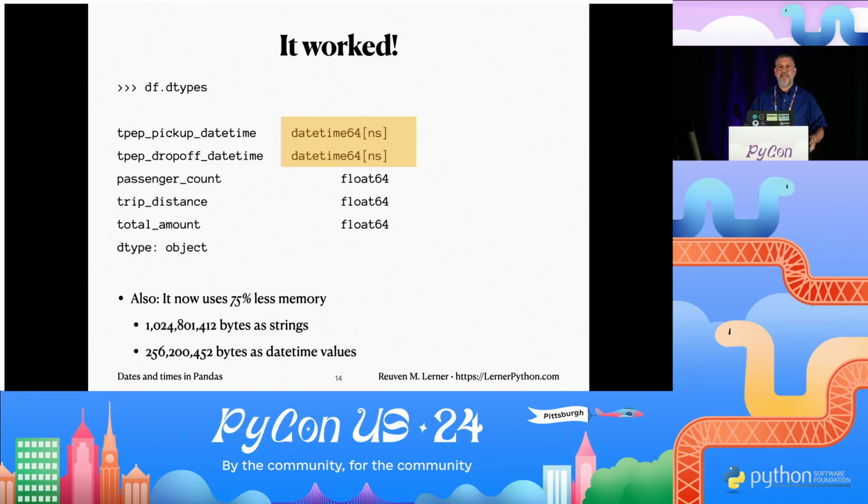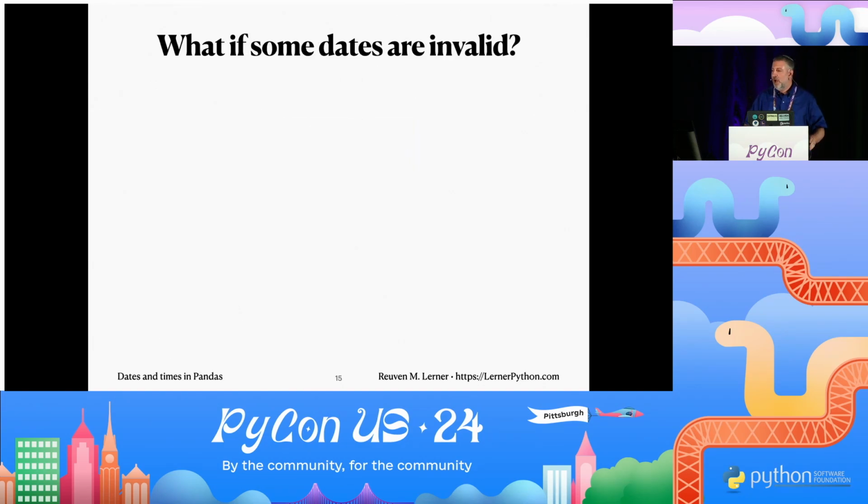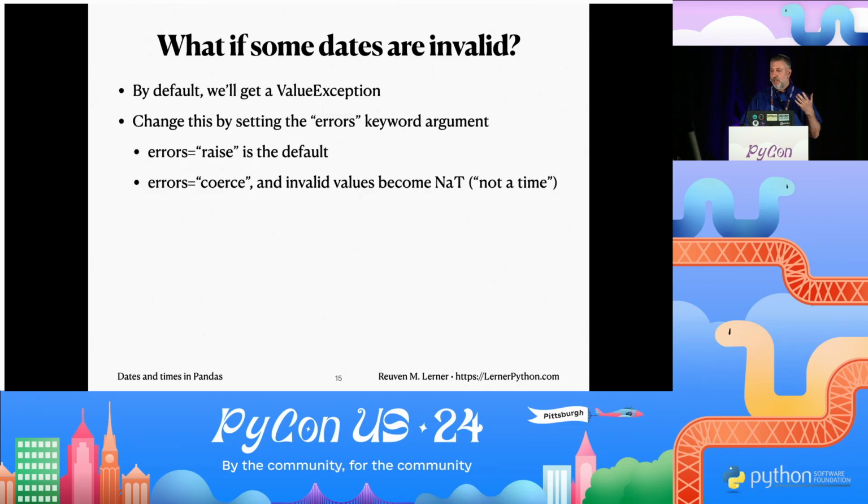Now, what happens, and I know this has never happened to any of you, what happens if some of the input values are invalid? What's going to happen then? Well, then you go back and complain to your users, right? They should not be doing such awful things. But basically, by default, we will get a value exception, stopping the entire import process because Pandas doesn't know what to do with it. So what we can do is set the errors keyword argument. We can say errors equals raise. Well, that's the default, so we don't have to say that, and that raises the exception.